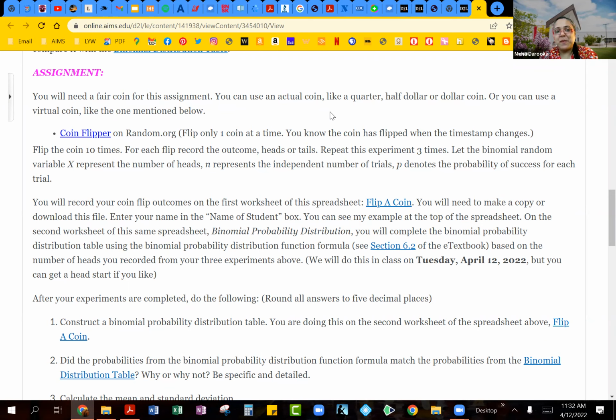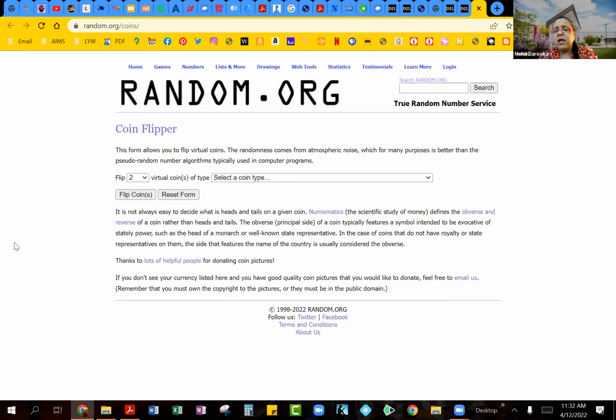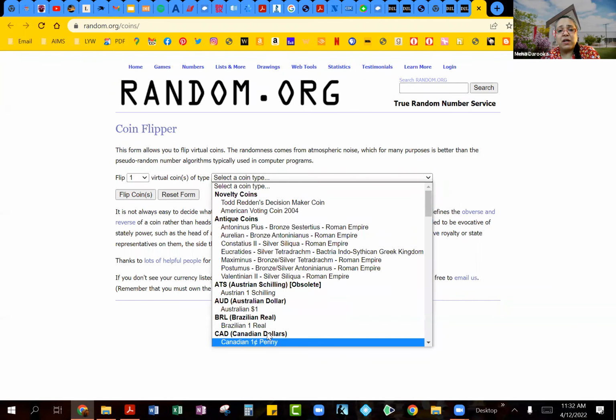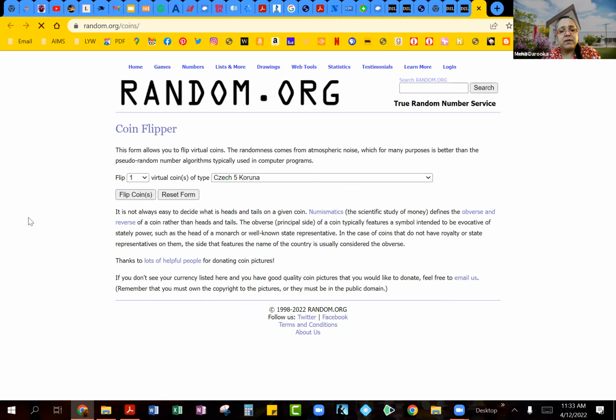So, my favorite website is random.org. They have a coin flipper. And actually Google has one too, but I did not like the results that I got from Google because it kept giving me 50-50, like 5 heads and 5 tails. And I didn't like that because you want some variety in this experiment. So I like this one that random.org has. You can do 1 coin at a time. And I love this, they have all kinds of different coins here that you can choose from. If you want to do an American coin, that's fine. If you want to just do something random, I don't know, we'll use the check.